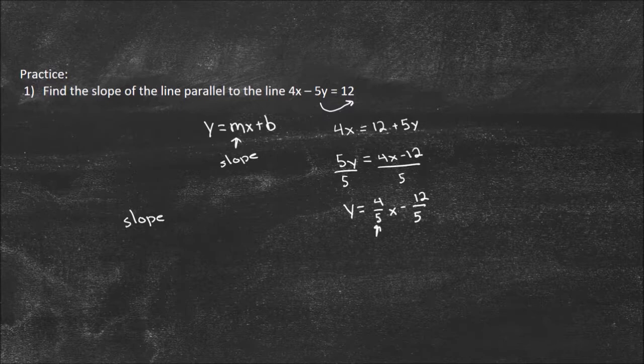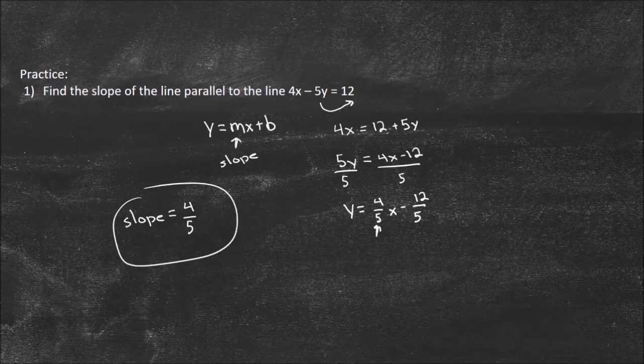I think I said perpendicular. I meant to say parallel. So slope equals 4/5. That's the slope of a parallel line to that. Hopefully that makes sense. And hopefully you notice that the intercept of the parallel line would have to not be 12/5. It can be anything else. It could be 2. It could be 11/5. It could be 11.9/5. It just can't be 12/5 or negative 12/5 because then it would be the exact same.